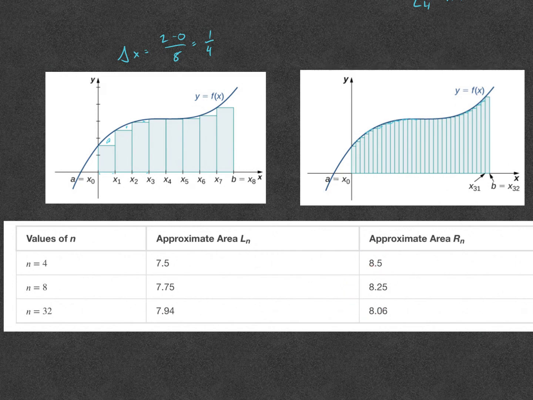Okay, so it looks like from above, we're getting a little closer to 8. From below, excuse me, from the left endpoints, we're getting kind of close to 8. From the right endpoints also, it looks like we're getting closer to 8. Gosh, if only there were some way to just keep adding more rectangles, like an infinite number of rectangles, that would make the exact perfect precise area under that curve. Do we remember how to make something go to infinity? Well, that's called a limit, right?